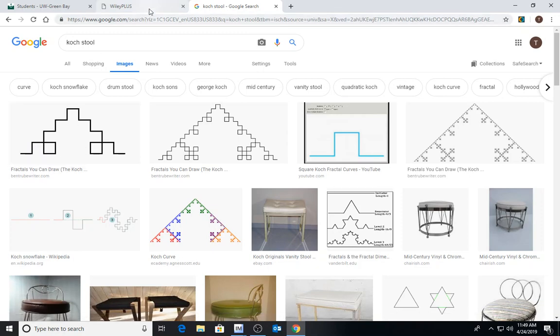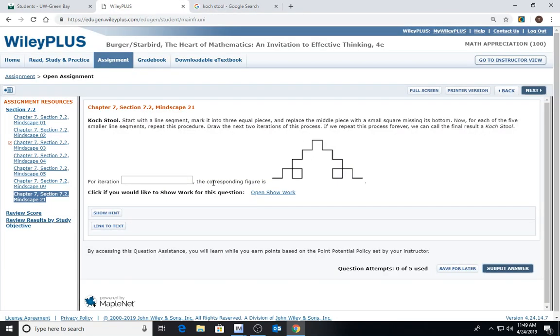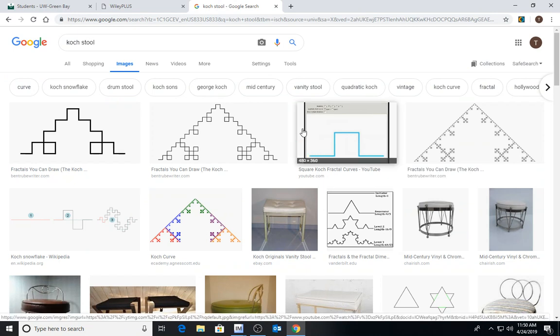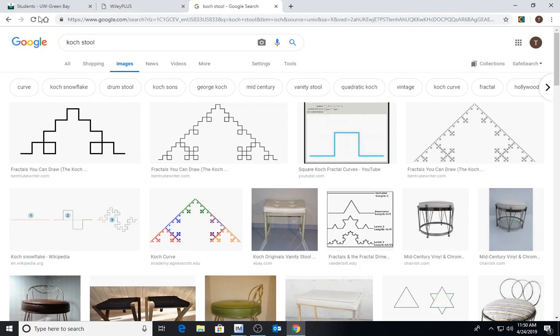So let's see what I have on mine. This looks like iteration 2. It's just hard because sometimes they call this stage 0, and sometimes they call this stage 1. So I think mine will be 1 or 2, depending on which is the case. So let's see what mine is. 2.